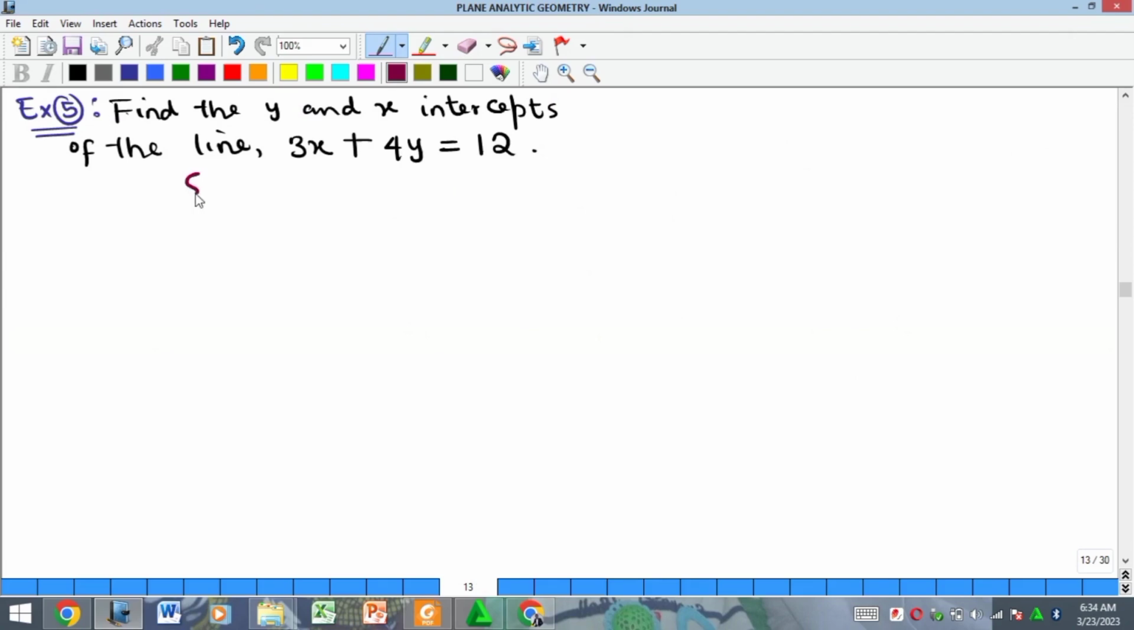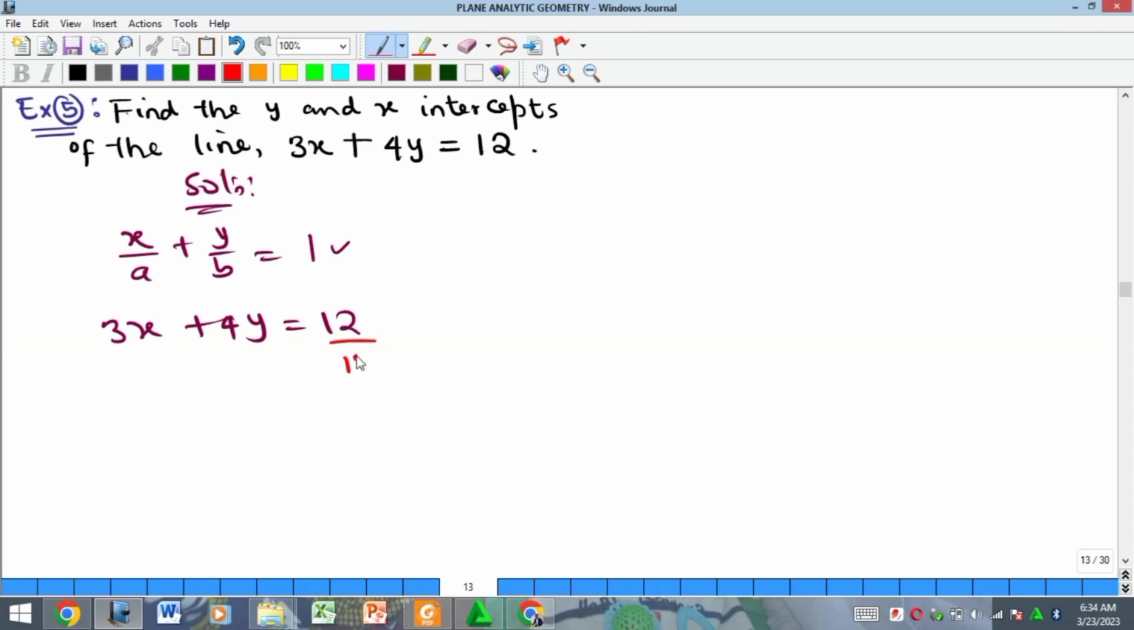So what we are trying to do is to see if we can write this equation to look like this, where the denominator of x will now be our x-intercept. And to do that, our interest is to see that the right hand side is 1. That's the first thing you must ensure. And so how do we do that? For this equation, we are given that 3x plus 4y is equal to 12. So all you need to do to achieve that in this particular equation is to divide through by 12. Divide through by whatever is the constant.